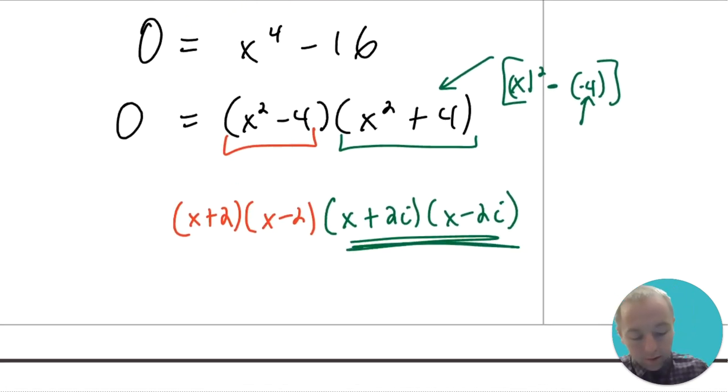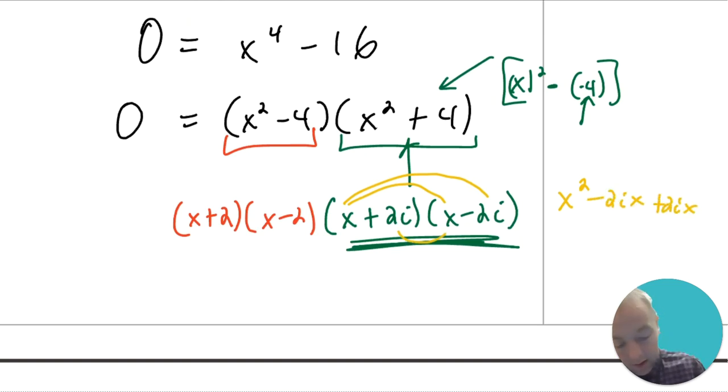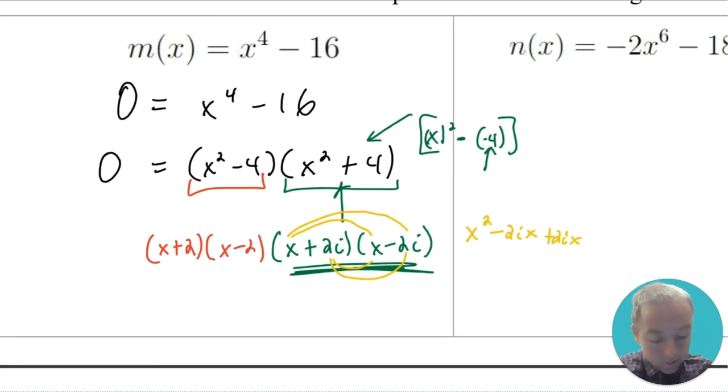So it's 100% true that that right there will multiply, FOIL, to be the same thing as x squared plus 4. You could totally check that out, like x times x is x squared. X times negative 2i is minus 2ix. X times 2i is plus 2ix. And 2i times negative 2i is negative 4i squared. But then because i squared is negative 1, times negative 4 is going to be plus 4. Those cancel because they just are opposites, so that's why it's x squared plus 4, right?